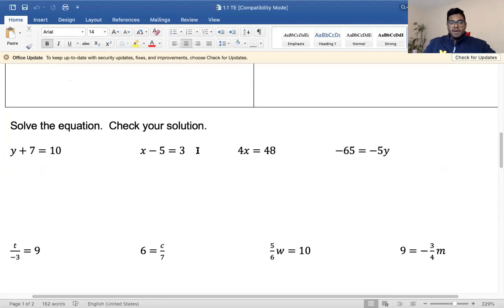Now, the nice thing about math is what it says right here, where we can check our solution. That's the nicest thing about algebra, is you can always plug your answer back in and get the right answer and double check. So that's going to be really nice. So let's start solving some of these problems.